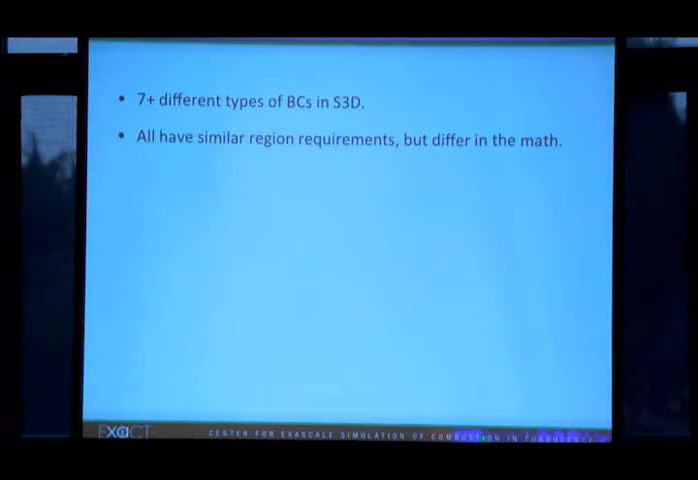One feature of the boundary conditions that we have in S3D is that all of these boundary condition tasks have very similar region requirements, meaning they read roughly the same set of fields from the same index subspaces and write to the same fields in the same index subspaces, except the math differs slightly or sometimes significantly between the various BC implementations. So knowing that, I had two options to actually implementing BCs in S3D.